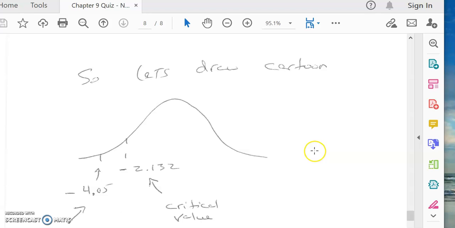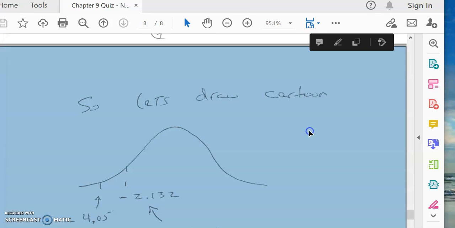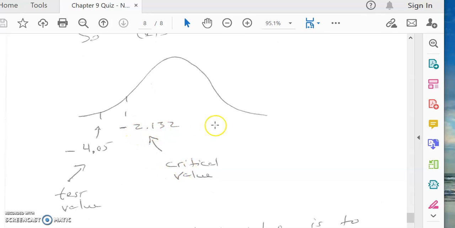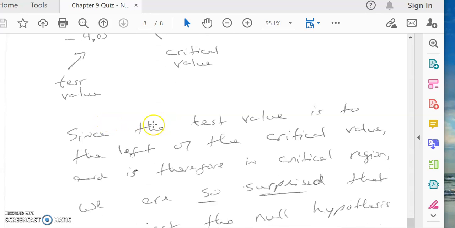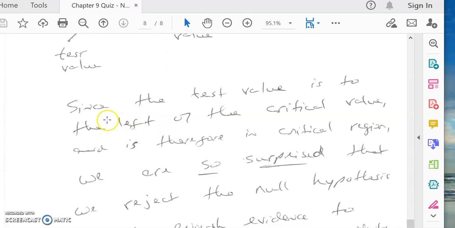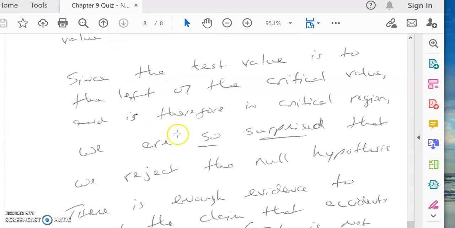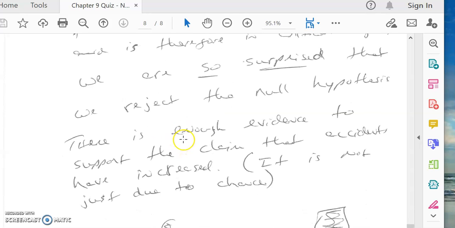Now it's time to draw our cartoon. Our critical value is negative 2 point blah blah blah. Our test value I just calculated is negative 4.05. So am I in the critical region? Yes, I'm in the critical region. The test value is to the left of the critical value. It's over here. That's in the critical region. So we are so surprised that we reject the null hypothesis. So there is enough evidence to support the claim that accidents have increased.